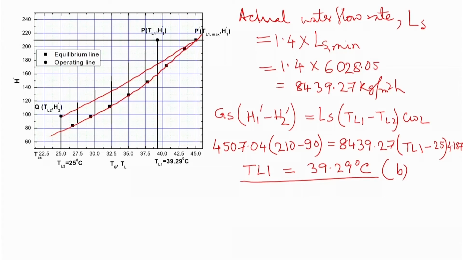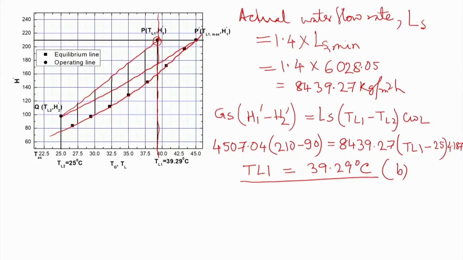Now, you see this one is like this. 39.29 degrees Celsius, this is the line. We know the enthalpy of the air leaving the dehumidification tower is 210 kilojoule per kg dry air, and the liquid temperature is 39.29. Now we have this upper terminal, and we need to draw a straight line from the lower terminal of the operating line to the upper terminal of the operating line.